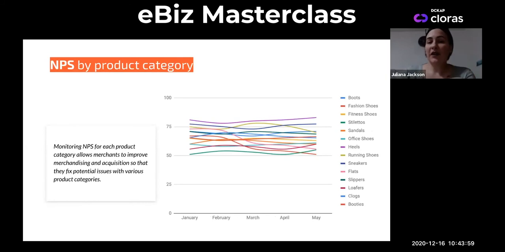You can also do NPS per product, which is very important, unless you're selling just one or two products. If you're a fashion store and you sell a lot of products, it's very important to monitor NPS, because a lot of products might be sold a lot, but people might not come back to purchase from you after purchasing that one product. Let me give you an example.